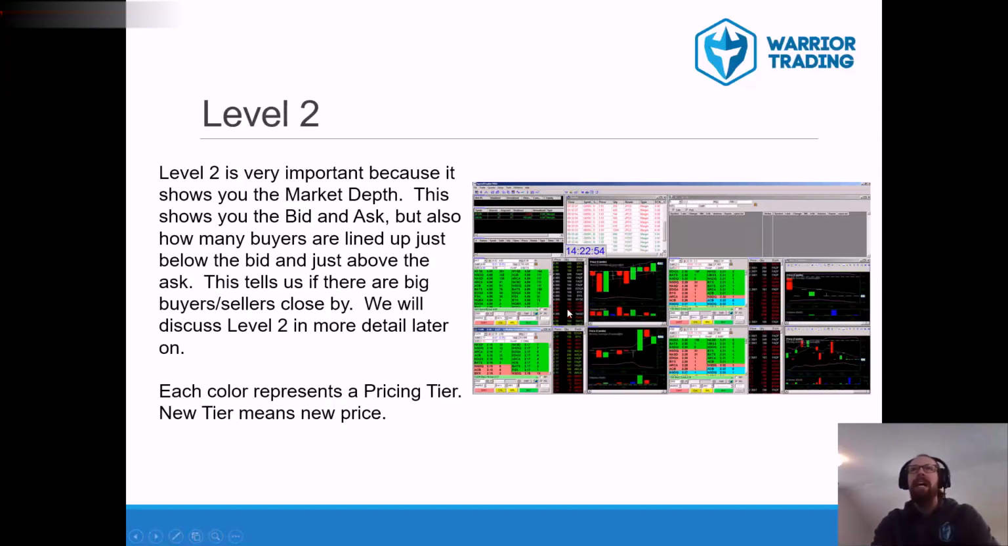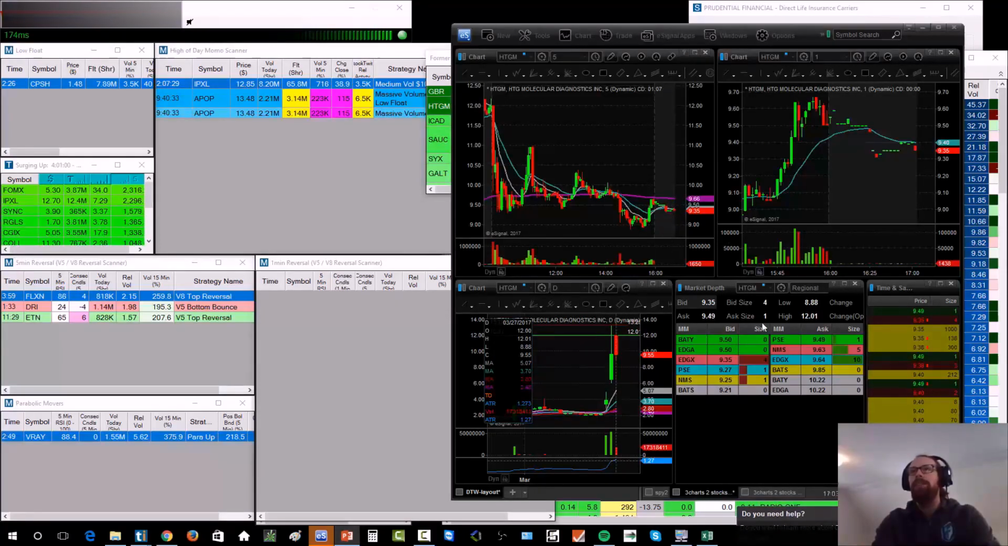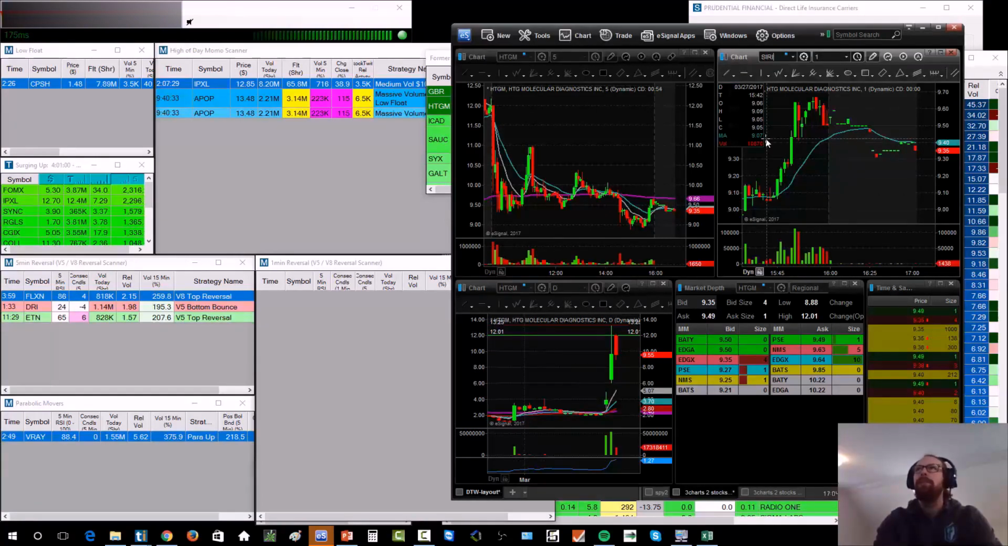Okay, so if I back out of this for a second, you'll see right here on the stock HTGM, 950 by, and this is across level 2. Sometimes this happens, and it happens after hours more often than during regular trading hours, so we'll switch to a different stock.